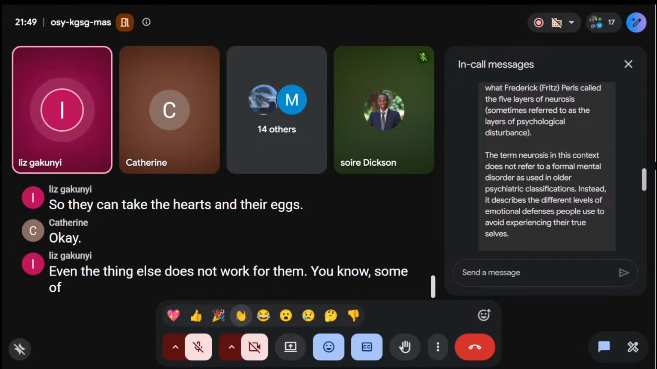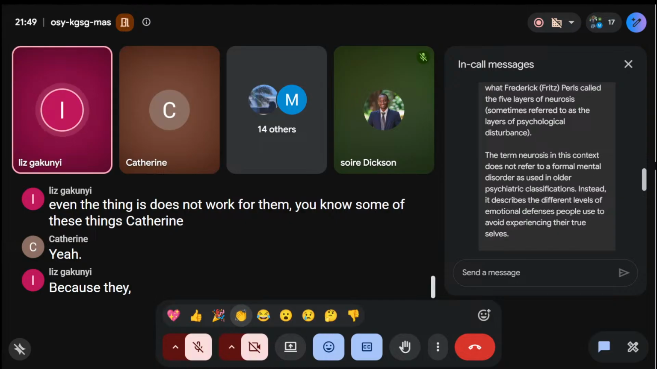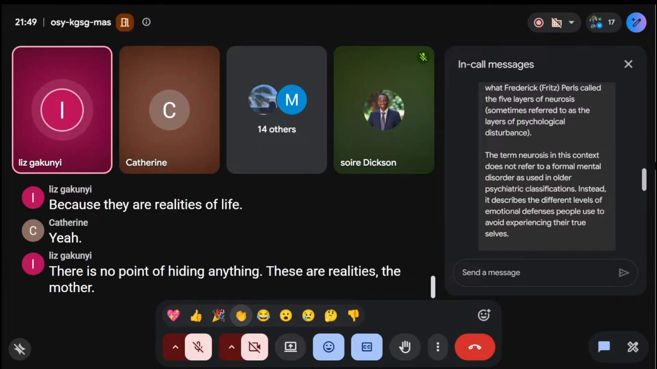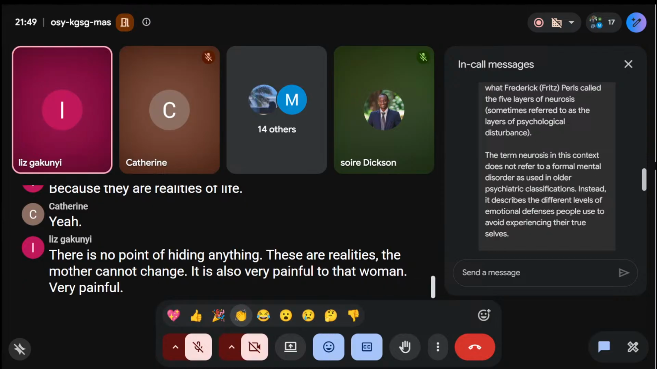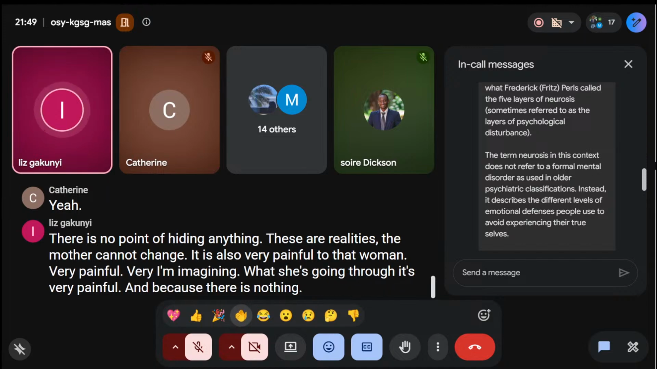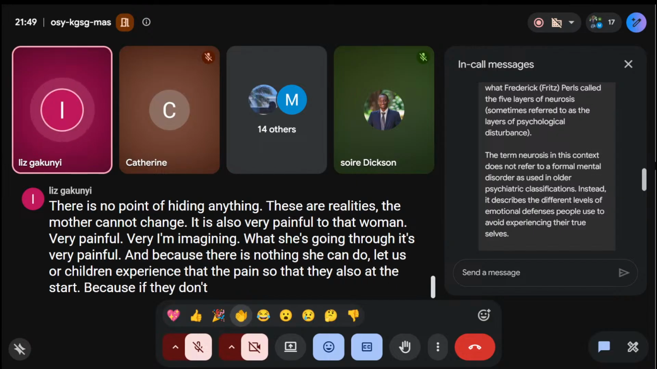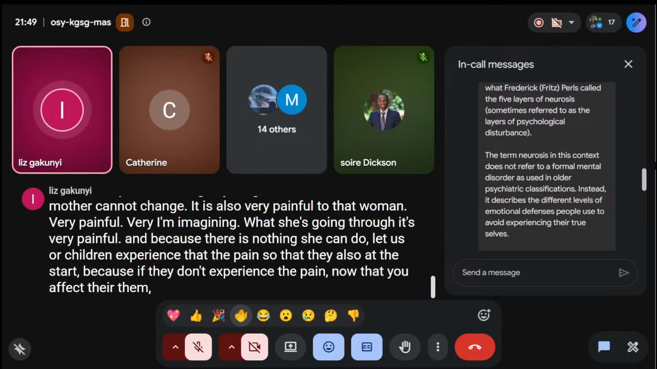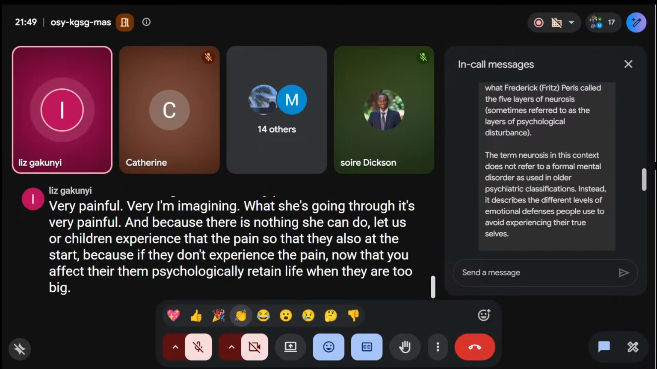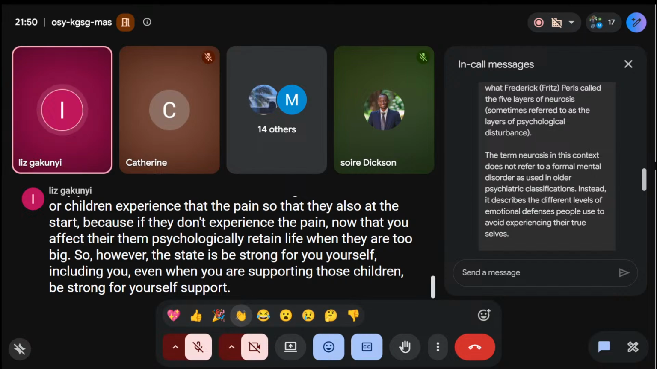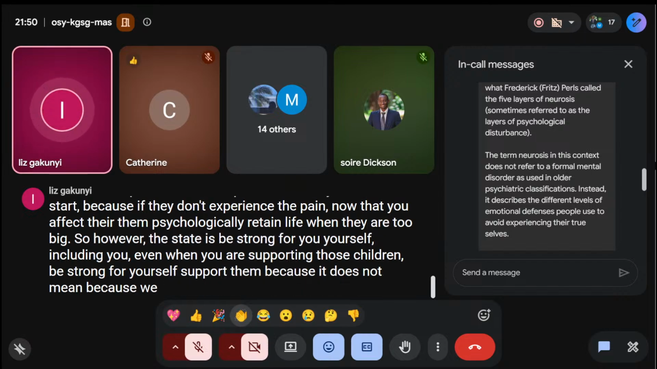You know some of these things, Catherine, because they are realities of life. There is no point in hiding anything. These are realities. The mother cannot change them. It is also very painful to that woman, very painful. I'm imagining what she is going through. And because there is nothing she can do, let the children also experience that pain so that they understand. Because if they don't experience the pain now, it will affect them psychologically later in life when they are big. So, however the state is, be strong for yourselves, including you. Even when you are supporting those children, be strong for yourself, because it does not mean that because you are supporting them, you are the strongest.